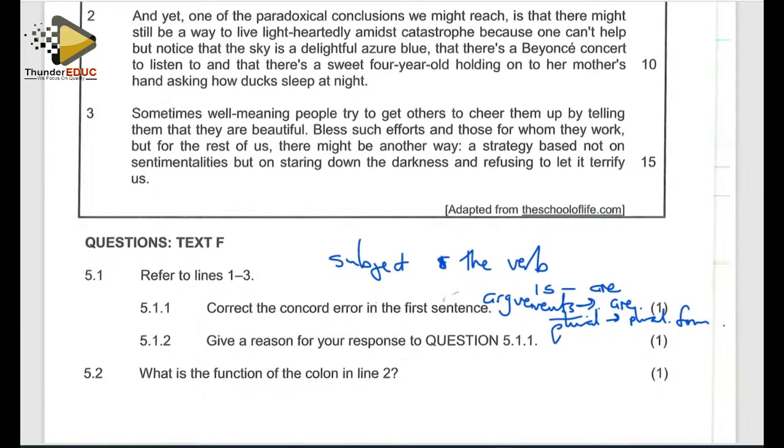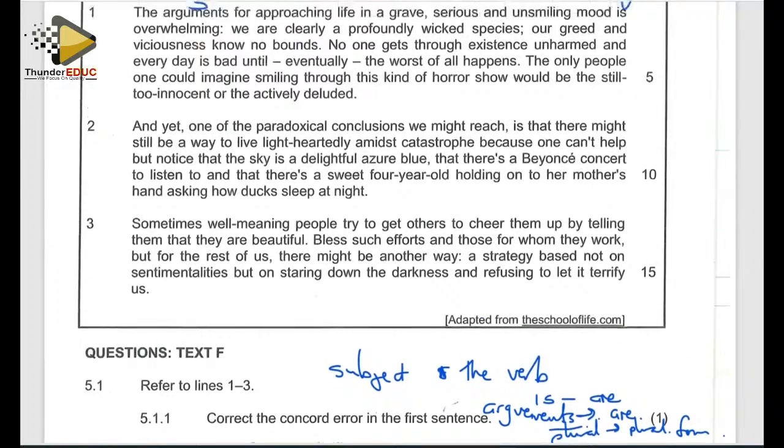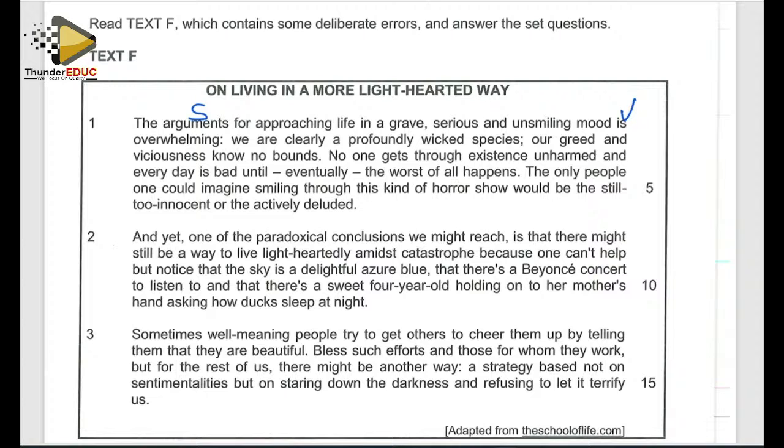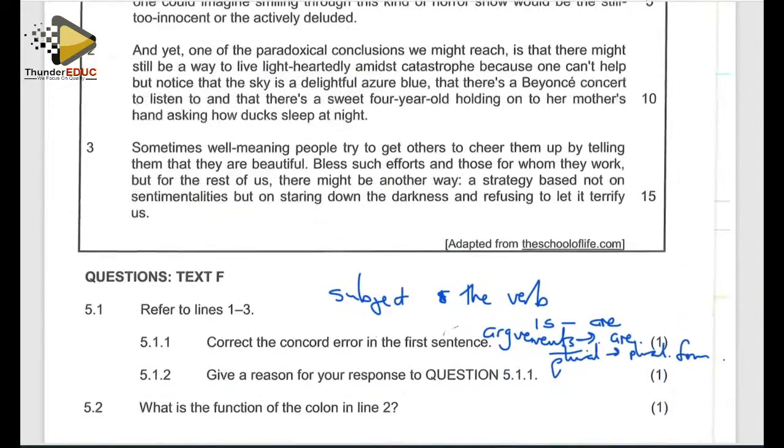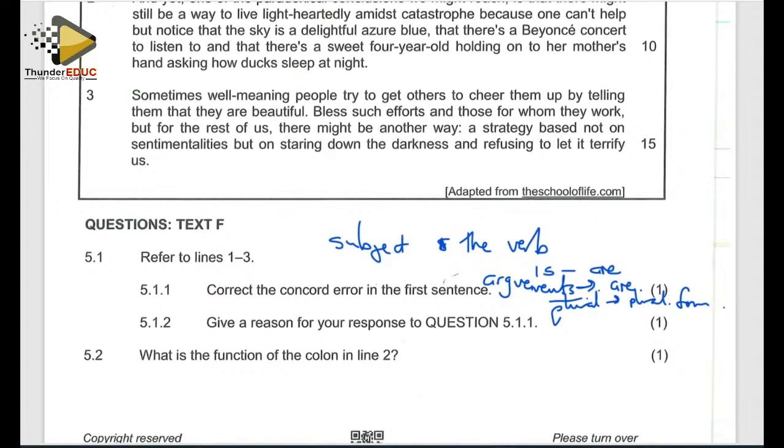What is the function of the colon in line 2? That's our 5.1.2. 5.1.2 says: is an overwhelming colon. We are clearly a profoundly wicked species. Our greed and viciousness knows no bounds. Parenthesis, it was giving extra information. What comes after the colon is extra information. So as a result, it's for parenthesis.